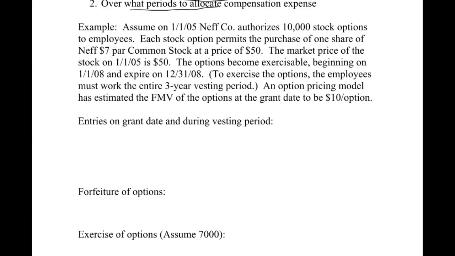Remember on the top there, it says we need to determine compensation expense. So we have 10,000 options times $10 per option. So my compensation expense is $100,000. We're going to allocate that over 3 years, so it's going to be $33,333 per year.